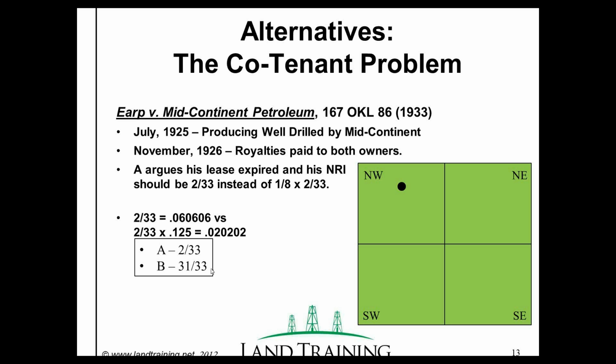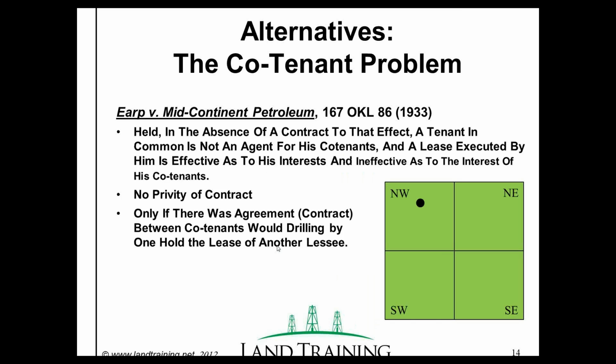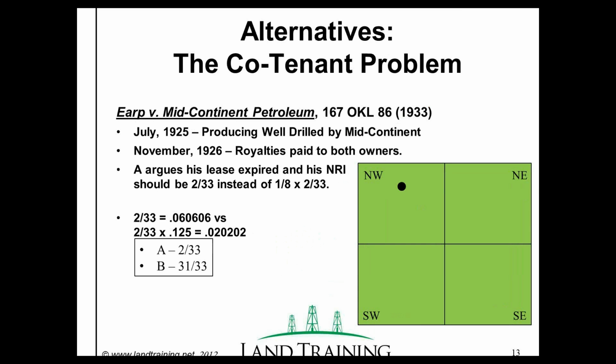Now, after that, even though Mid-Continent is continuing to pay royalties, Claude, who owns the 2/33, argues that his lease has expired. And instead of his net revenue interest being his 1/8 royalty times his interest in the well, his net revenue interest should be just a straight 2/33 interest. Okay, so let me see if I can explain it more clearly.